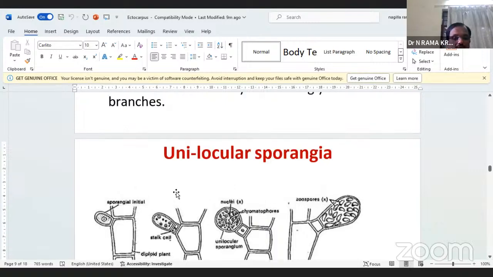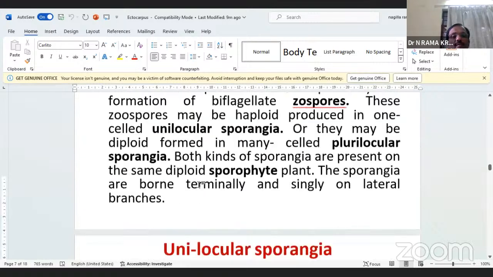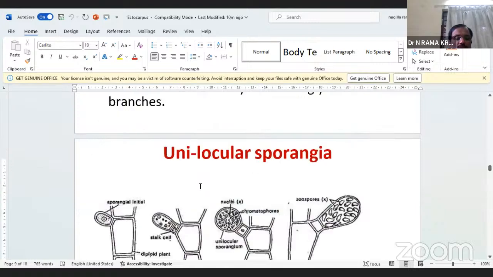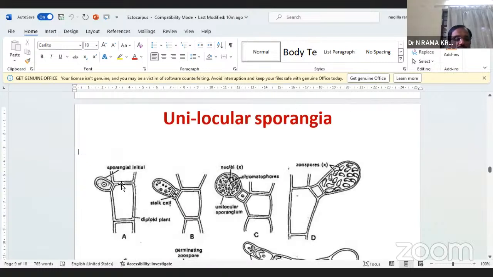So this one is the unilocular sporangium. It is always produced terminally and singly on small branches of the diploid plant body. During the process of development of the unilocular sporangium, the terminal cell of a branch enlarges in size. The number of chromatophores increases here. Now you see when you come from here to here, it is increasing, and the cell attains a globose or ellipsoid shape.